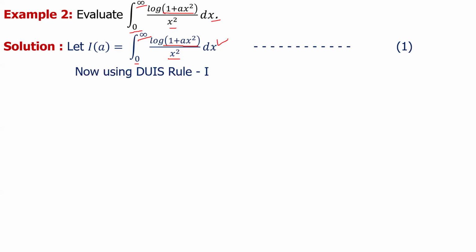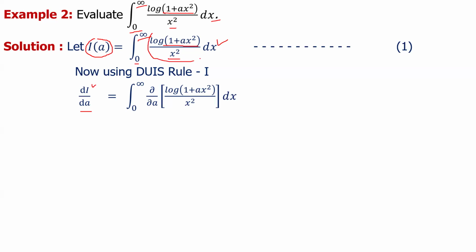Now we use DUIS rule number 1. According to that, we have to differentiate the left hand side with respect to a, so it will become dI/da, and in the right hand side we use differentiation under the integral sign, so we just differentiate inside. So the integration under the limit 0 to infinity of the partial derivative of log(1 + ax²)/x² with respect to a, and whole dx.